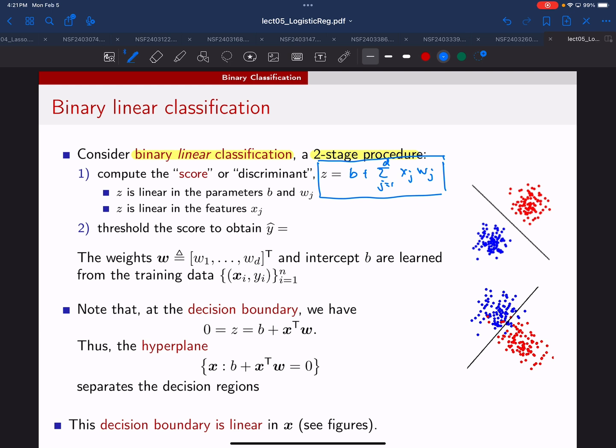Now you can see this z is not going to be binary, it's just going to be a real number. So the second stage is to threshold that score to make it binary. If z is greater than or equal to 0, we will set our final classifier output y hat as 1. If, on the other hand, it is less than 0, we'll report -1.